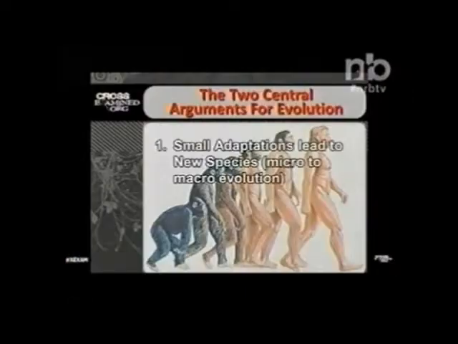The first central argument for macroevolution, you're going to hear this all the time, is that small adaptations lead to new species. This is called the difference between microevolution and macroevolution. Okay, and we'll explain what this means here in a minute. That micro leads to macro. So if you can remember that, that's the argument they're going to make. That you can extrapolate these small changes into big changes.